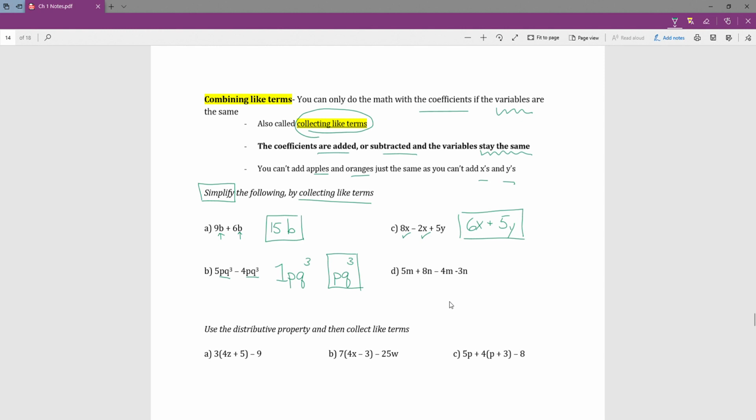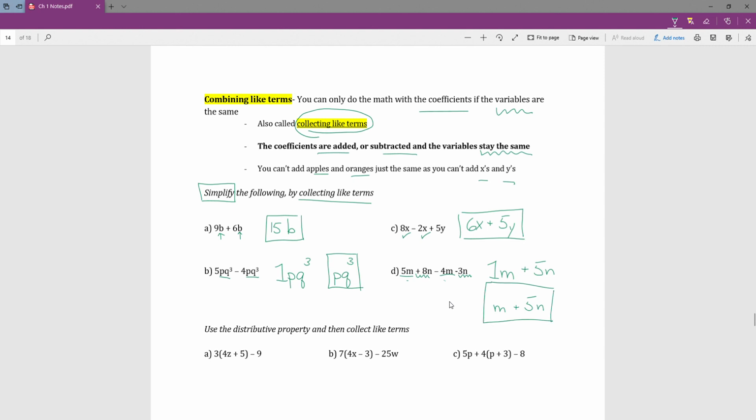For D, again, I like to go through and categorize these. So I have some M terms and I have a couple N terms. If you want, you can rewrite them beside each other. I usually just do it this way, looking at the underlining system. So I have 5m minus 4m, so that would be 1m or just an m. And then I have 8n minus 3n, so that would be a positive 5n. So my final answer might just be m plus 5n.